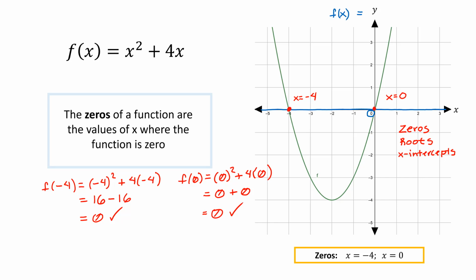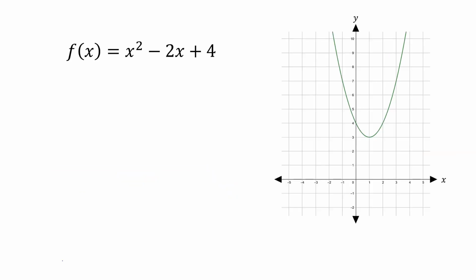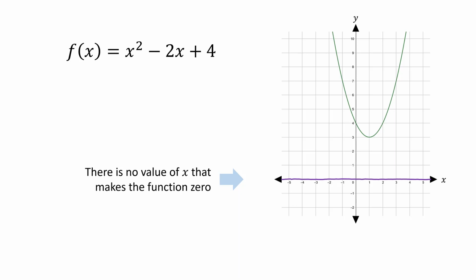Let's see an example. You can see that the graph of the function x squared minus 2x plus 4 does not intersect the x-axis. It never crosses this line. That's because there is no value of x that makes this function 0. When that happens, it means that this function has no zeros.